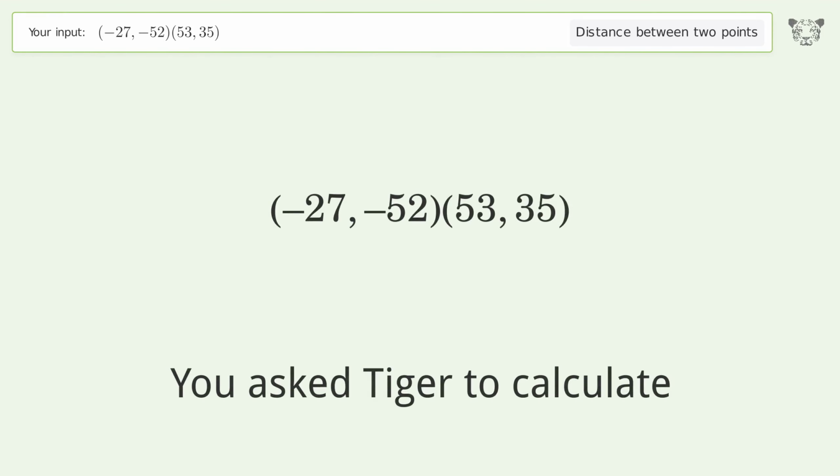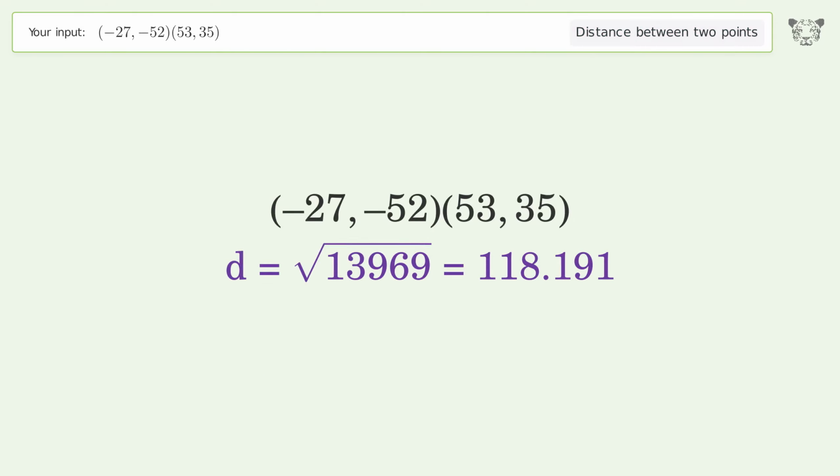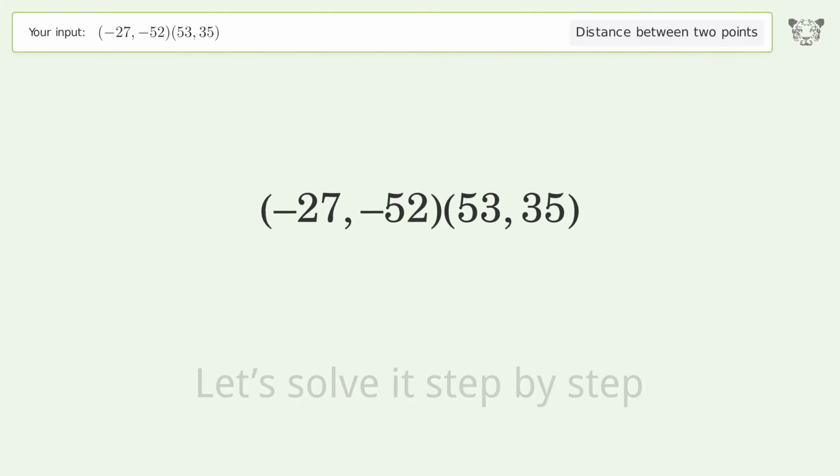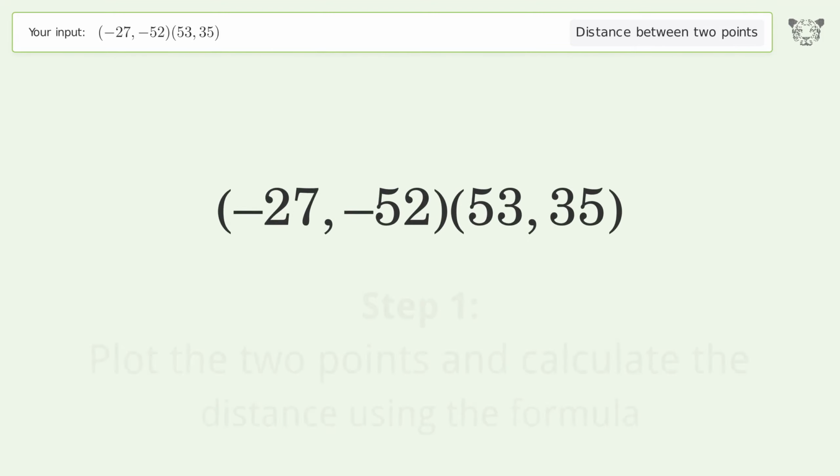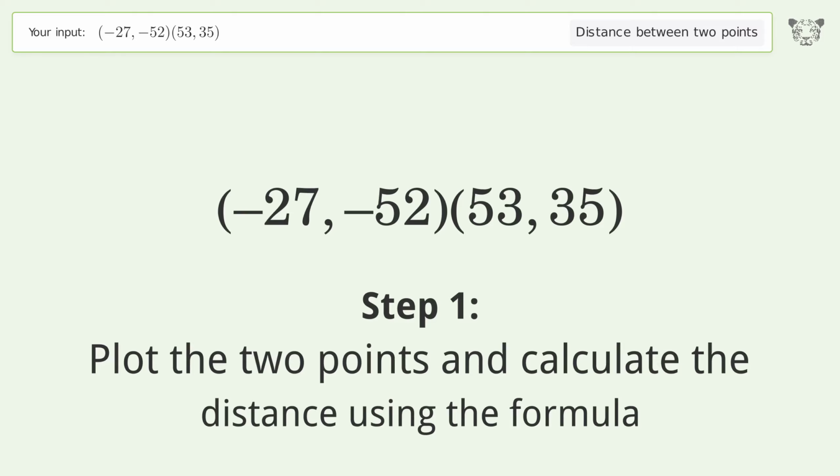You ask Tiger to calculate. This deals with the distance between 2 points. The distance between the 2 points is the square root of 13,969, or 118.191. Let's solve it step by step. Plot the 2 points and calculate the distance using the formula.